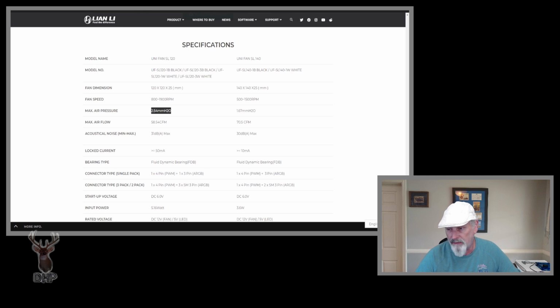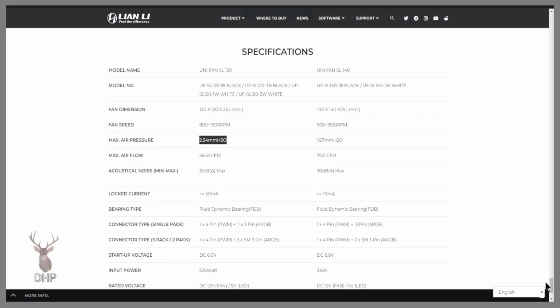Let me move myself out of the way. I'm way down here at the bottom. The very last thing on the page is the actual specifications of the fan. Everything above this is visual. They're pretty and they're easy to work with. Now, I don't mind the easy to work with, but look at this.